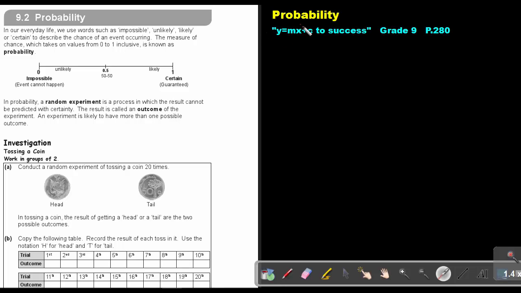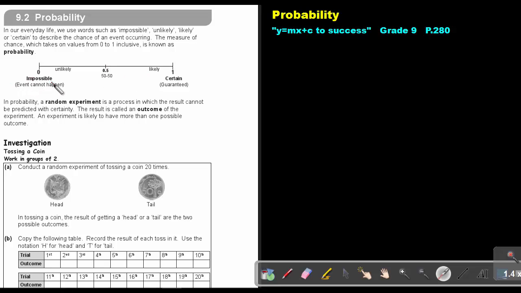Part 12, Probability. You will find this on page 280 in the Namibian Mathematics Grade 9 textbook, Y equals mx plus c to 6s. Probability. In our everyday life, we use words such as impossible, unlikely, likely, or certain to describe the chance of an event occurring. The measure of chance, which takes on values from 0 to 1 inclusive, is known as probability. So 0, impossible, 1, certain.